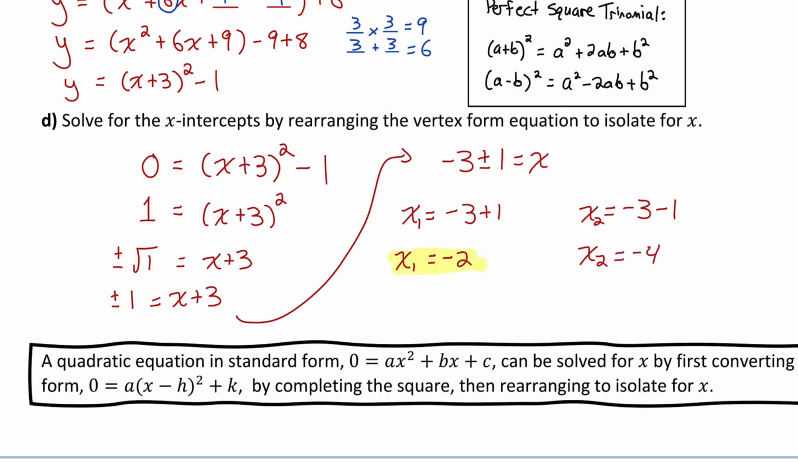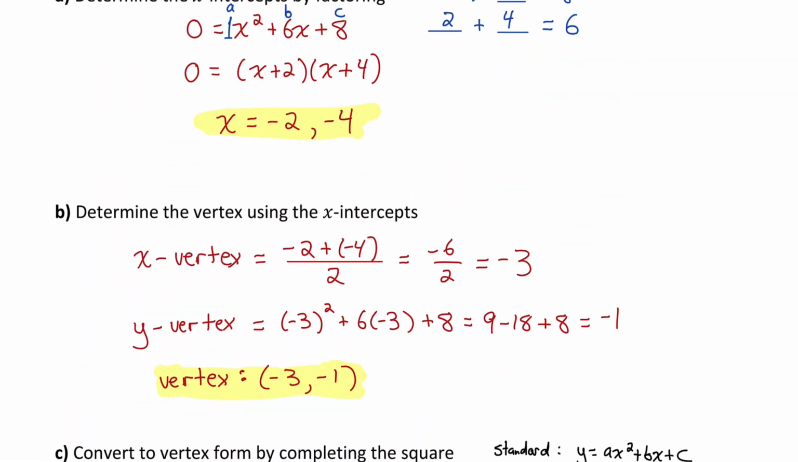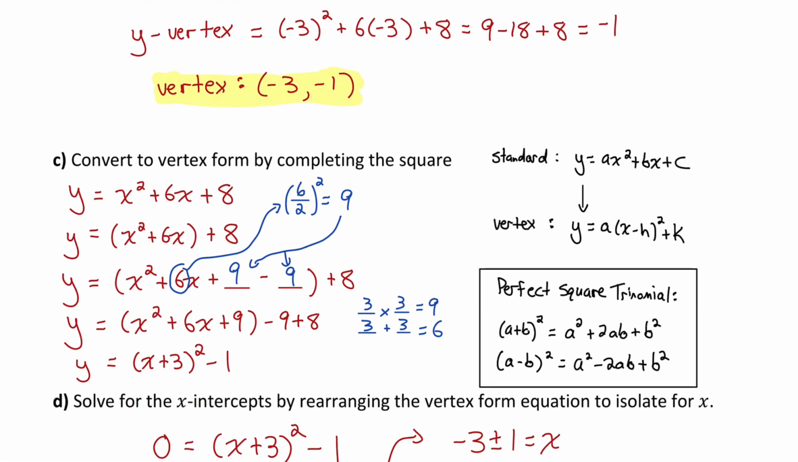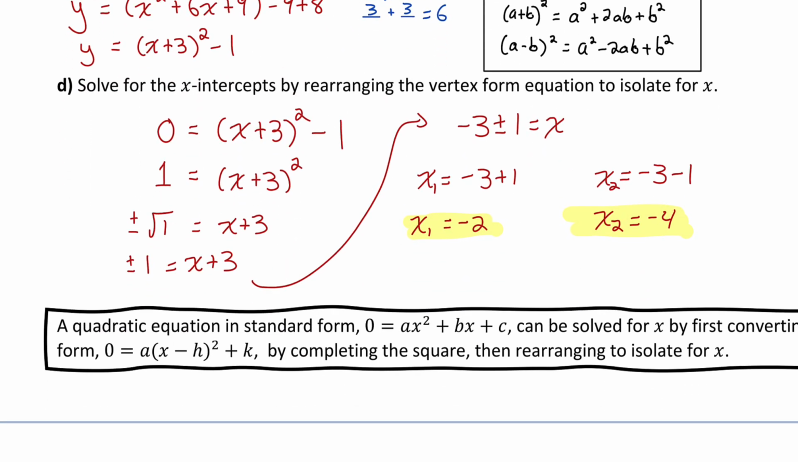Notice those are the same two x values that we got when solving for the x-intercepts earlier in this investigation by factoring. And a key thing I want to point out to you here, make sure when moving a squared to the other side, the inverse of squaring, you always have to do plus or minus the square root.